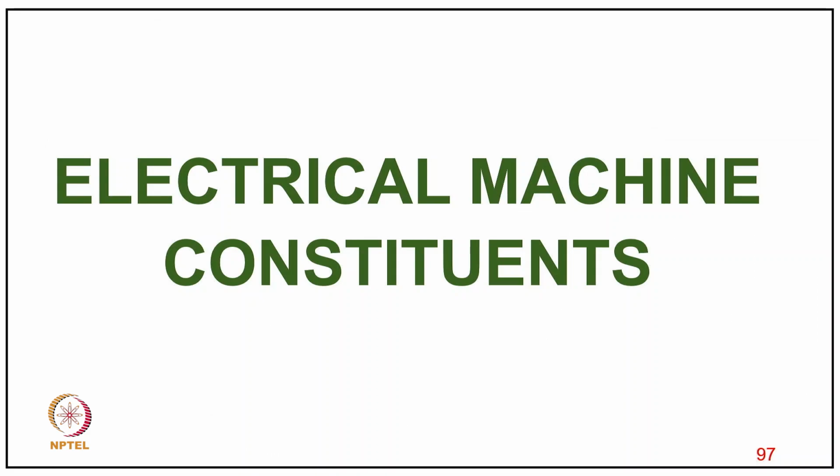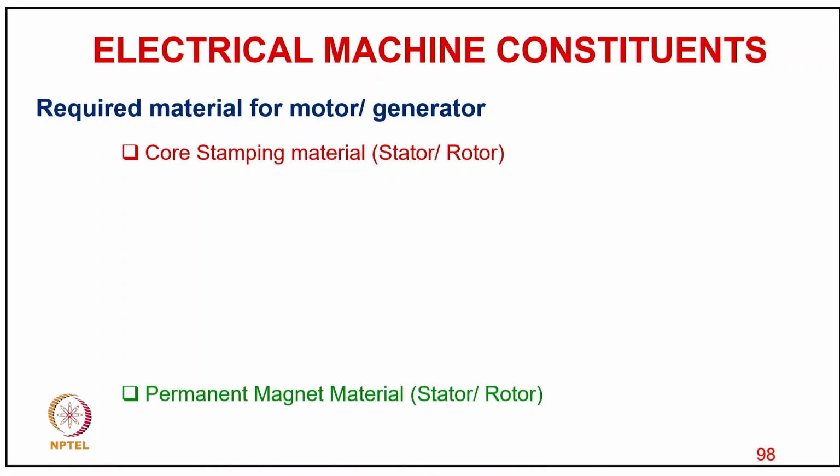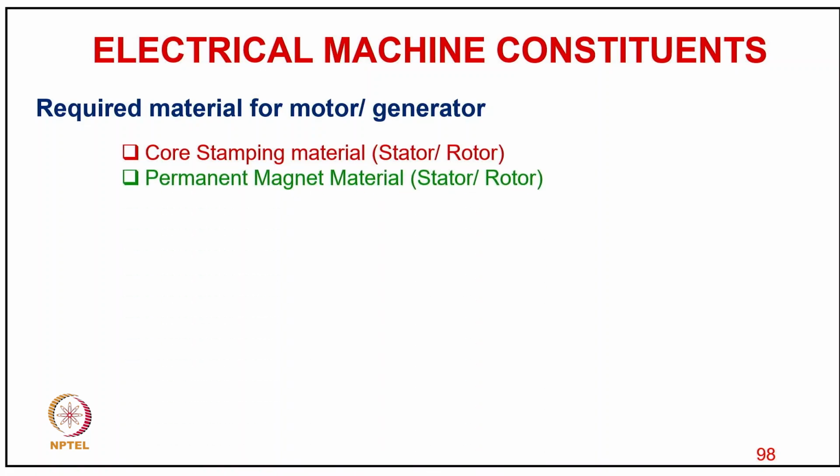So coming to the different constituents of electrical machines, or you can call them parts or components. The required material for motors and generators consists of core and stamping material of soft ferromagnetic material, as in the stator and rotor. Permanent magnets are also used in the stator, depending on the machine. If we are using a permanent magnet brush DC machine, the permanent magnets are put on the stator, and if we are using a permanent magnet brushless machine, either PMBLDC, or a permanent magnet synchronous motor or generator, we put the magnets in the rotor. So in a brushless machine, the permanent magnets are put in the rotor.